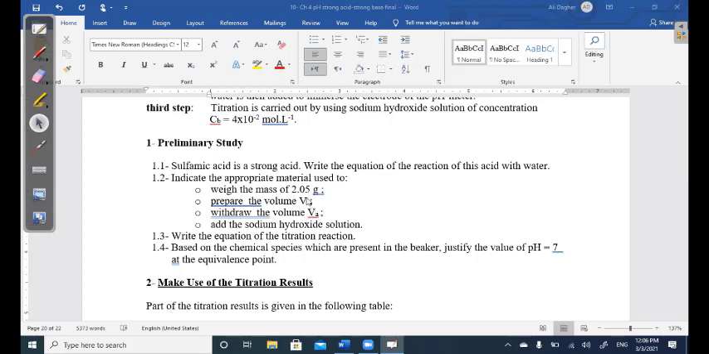Prepare the volume V. We need a volumetric flask of capacity 500 milliliters. For the volume VA, we need a volumetric pipette of capacity 10 milliliters. To add the sodium hydroxide solution, we need a graduated burette of grade 0.5 or 50 according to the volume at equivalence. It is preferred to use 50 milliliters since we don't know the volume at equivalence at this instant.